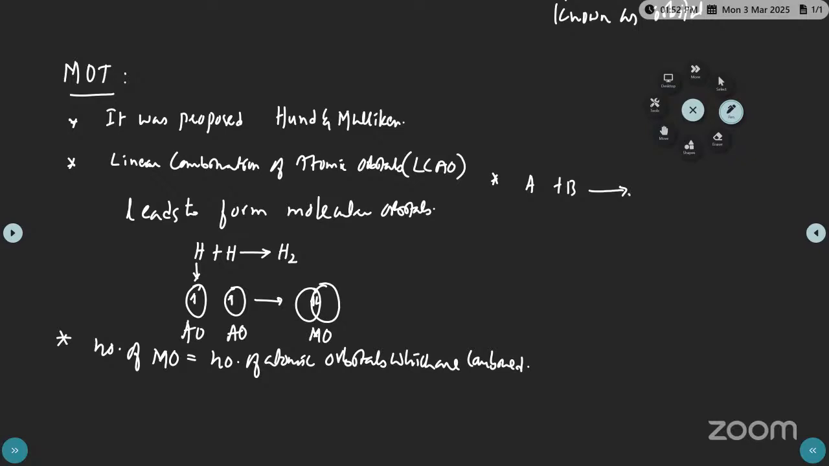So in that, one is lower energy molecular orbital and another one is higher energy molecular orbital. The lower energy molecular orbital is known as bonding molecular orbital, and higher energy molecular orbital is known as anti-bonding molecular orbital. So like that, here the 2 atomic orbitals are combined together, and 2 molecular orbitals are formed. One is lower energetic molecular orbital and another one is the higher energetic molecular orbital.